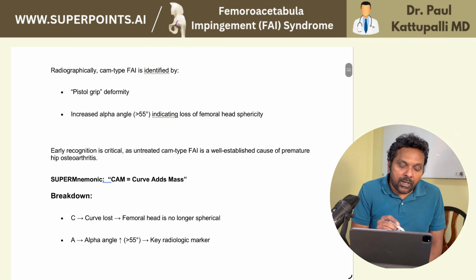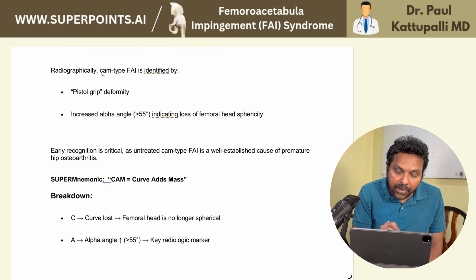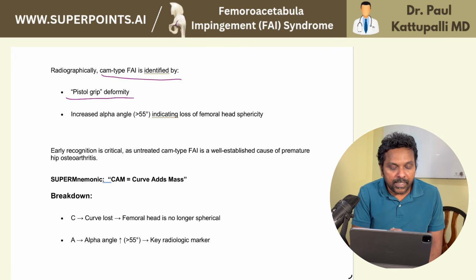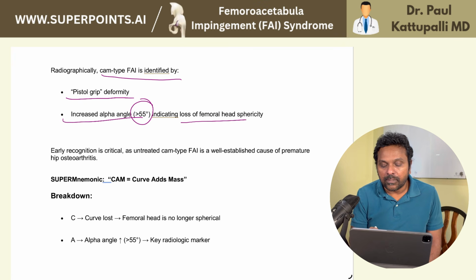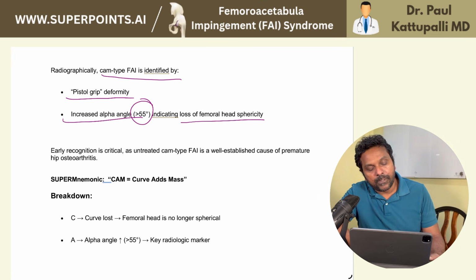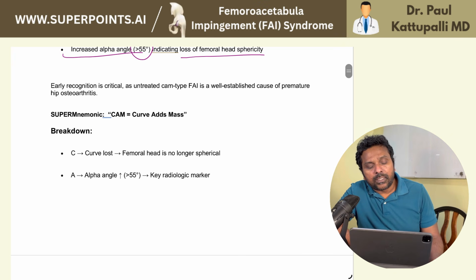Radiographically, cam type FAI is identified by a pistol grip deformity and an increased alpha angle, more than 55 degrees, indicating loss of femoral head sphericity. Early recognition is critical, as untreated cam type FAI is a well-established cause of premature hip osteoarthritis.